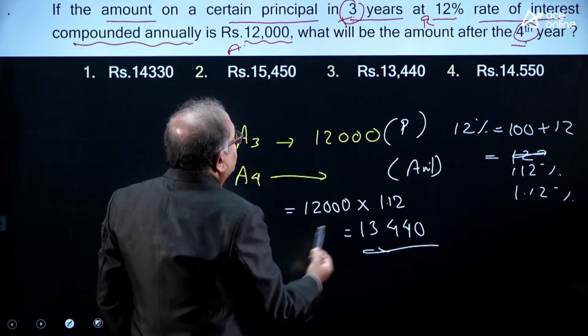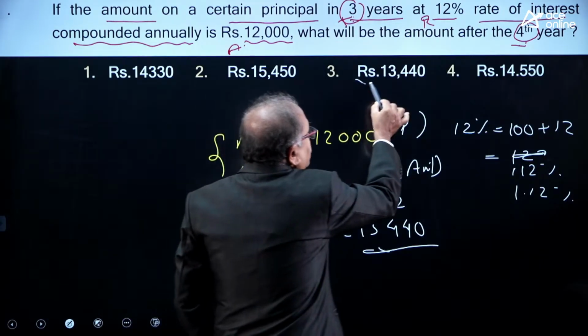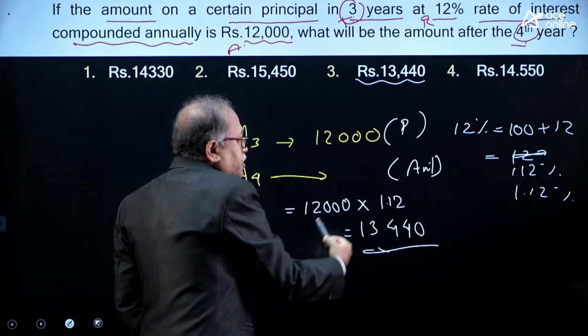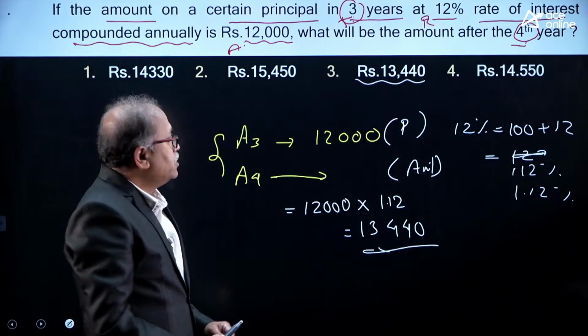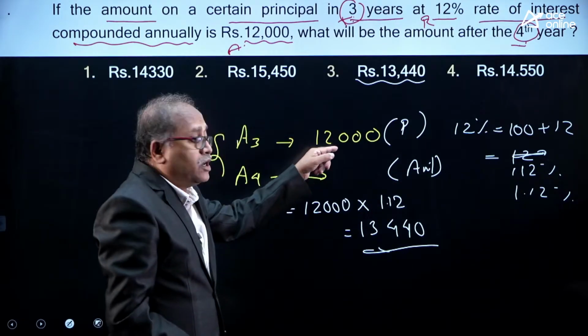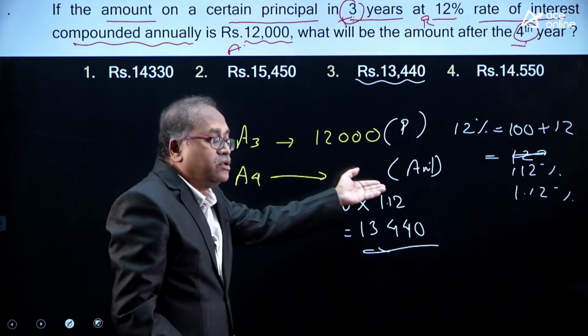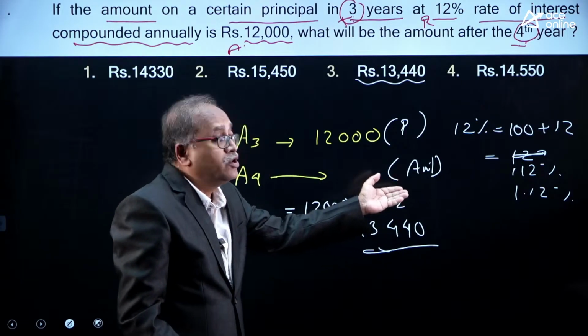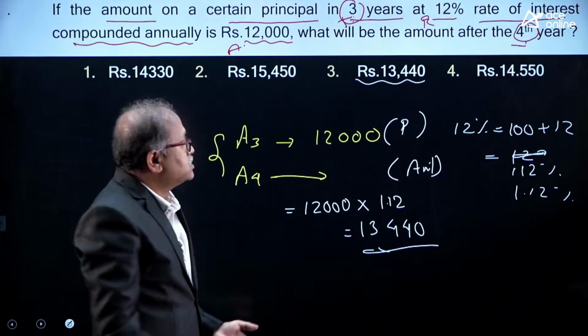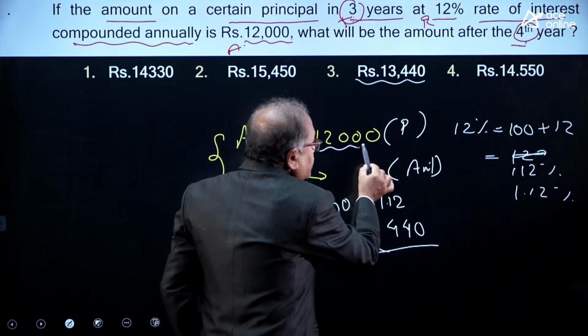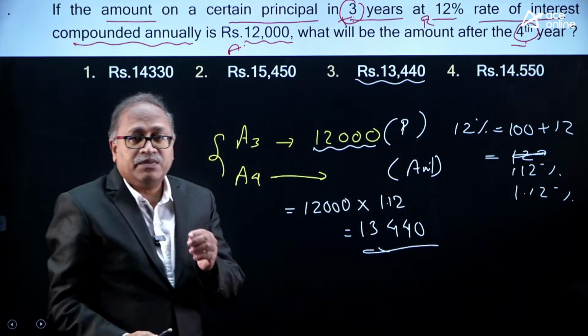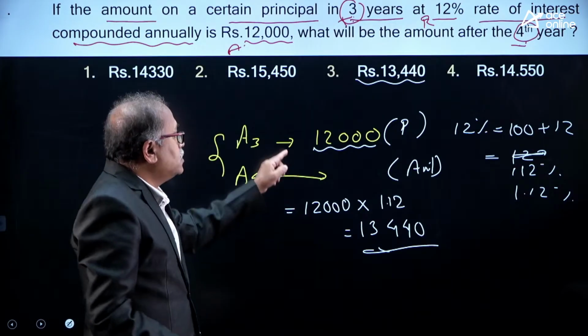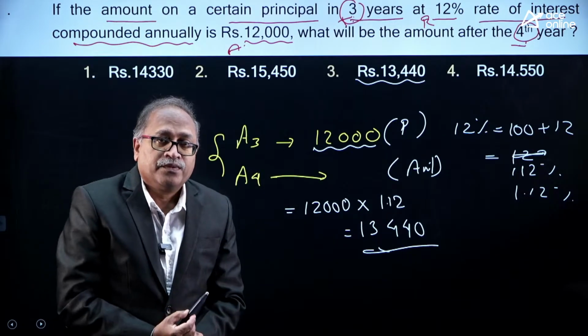So, wherever the option is there, 13,440. This is only the product of these two. Whenever I have the amount, and after 1 year or after 2 years I need to find the amount, whereas I know the rate of interest, I can consider this as principal. This is a very basic question, and this is what you are expected to know.